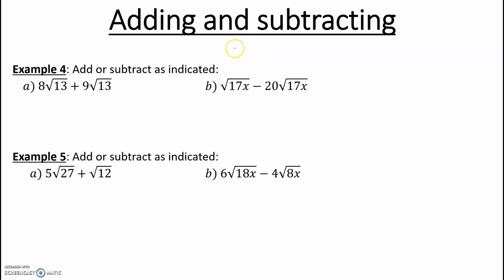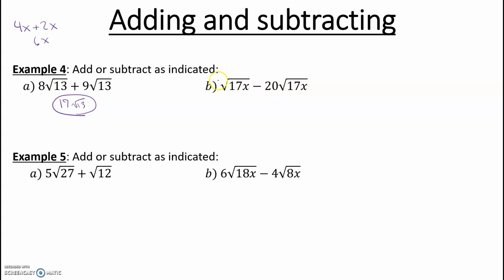Adding and subtracting. So adding and subtracting, you do have to have the same root in order to add and subtract. I always say think of it like x's. If I had 4x's plus 2x's, we would have 6x's. So in part A, if I have 8 root 13s plus 9 root 13s, I have 17 root 13s. So I always treat them like x's. It's kind of like combining like terms.